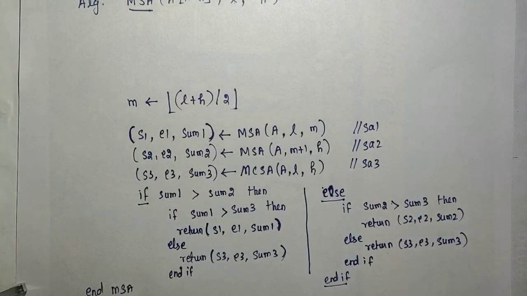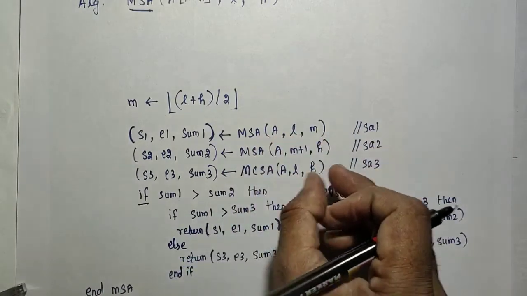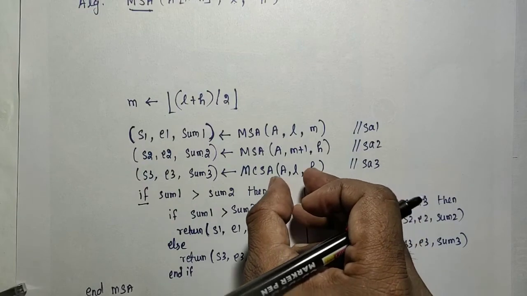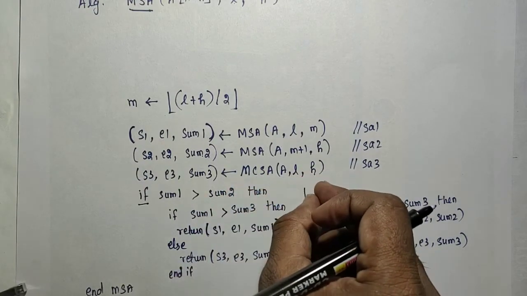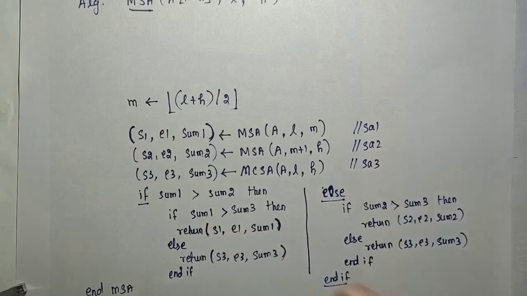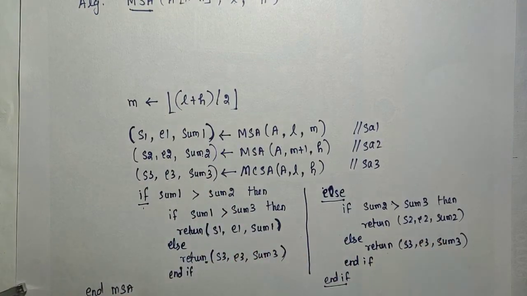And then you obtain the subarray in the range L to M, the subarray in the range M plus 1 to H, and then the mid crossing subarray, which crosses the middle element in that range. So this procedure from here to here, don't get confused, it is just finding the sum of 3 numbers. That's all. We are just going to compare sum 1, sum 2, sum 3, and whichever is the maximum is going to be returned.